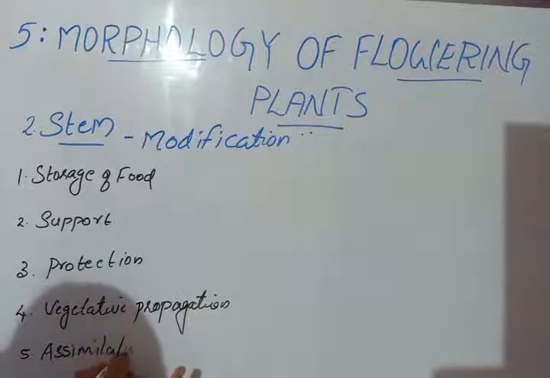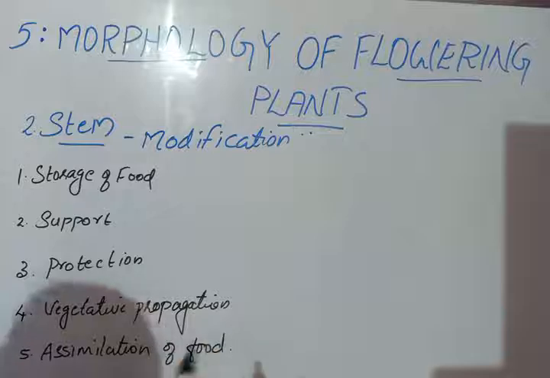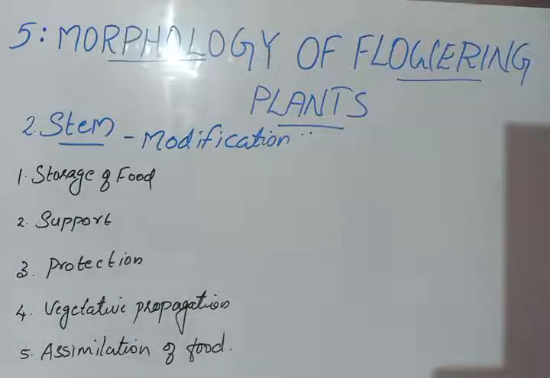Assimilation of food. Okay. So these are the several stem modifications. We will look at some examples. For food storage, just like root, here also there are different structures present for the storage of food in stem. First one is rhizome.